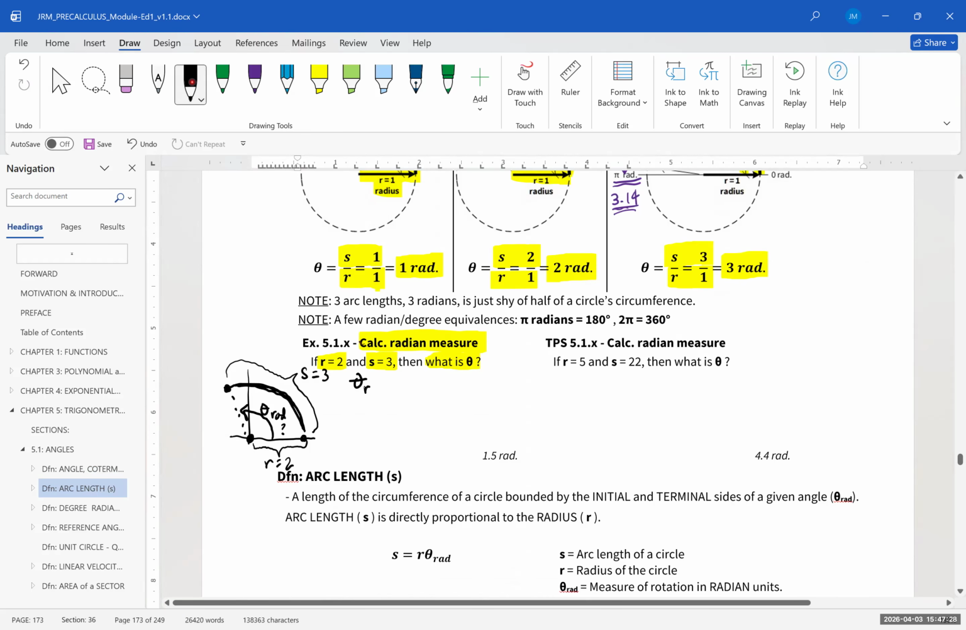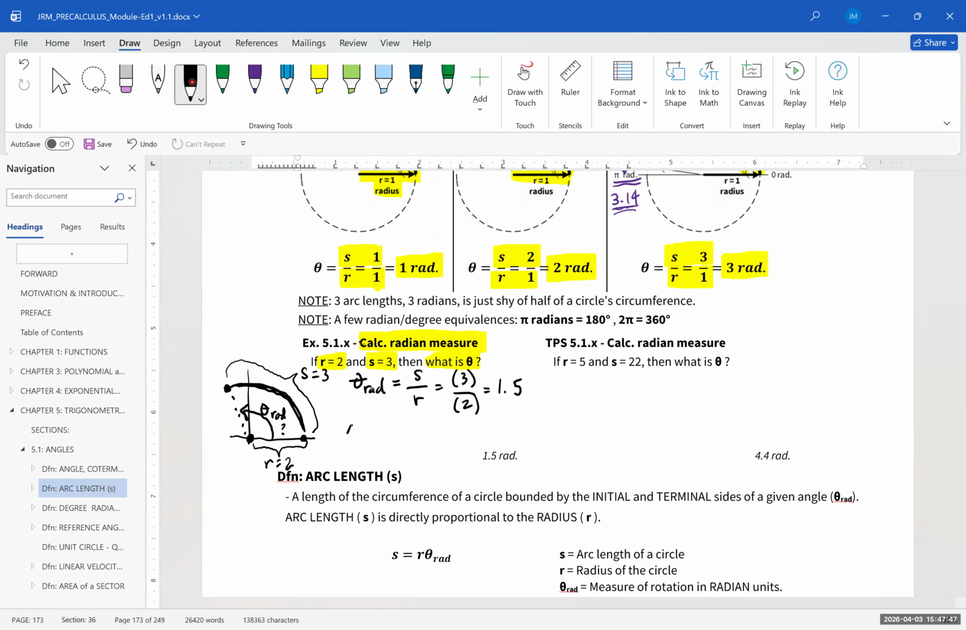So our rotational angle in radians is equal to arc length divided by radius. Our arc length was 3. The radius is 2. And 3 divided by 2 is 1.5. So this rotational angle is 1.5 radians. All we had to do was use this initial formula, plug in the values, and the only thing that was unknown was the angle we were looking for.